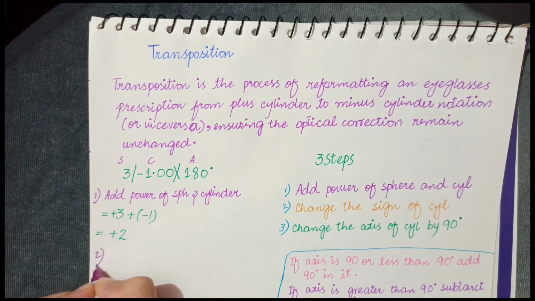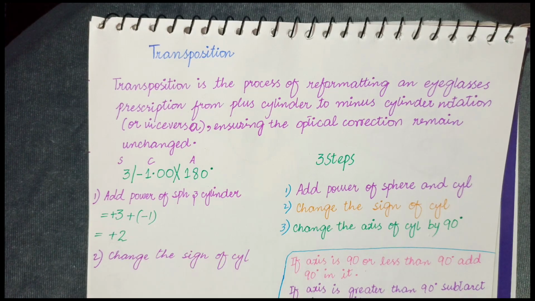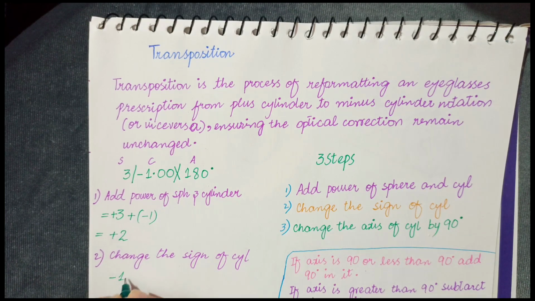Now the second step is change the sign of cylinder. If cylinder is positive, we will change it into negative. As here the cylinder is negative, we'll simply change it into positive. So cylinder we change from minus to plus 1.